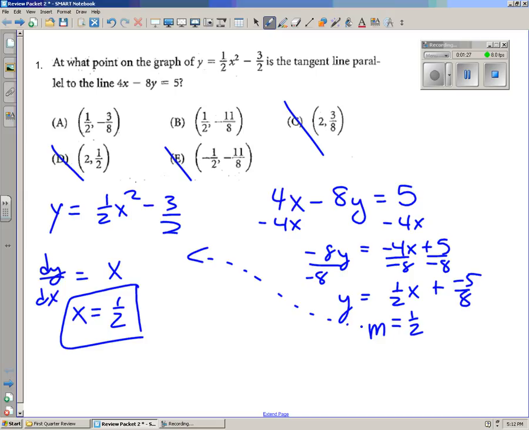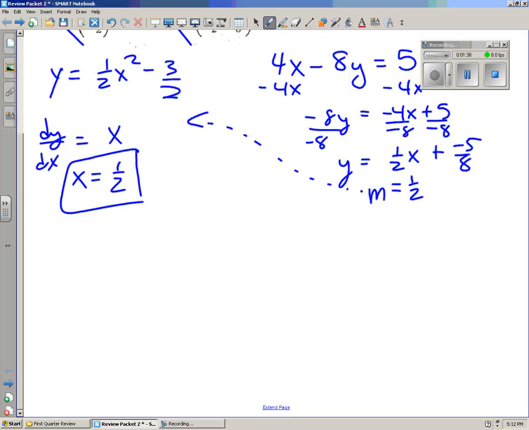Now we have to get the y value. It's the point on the graph of y equals 1/2 x squared minus 3/2. So we need to use that curve, that equation, to get the y coordinate. So y is 1/2 times 1/2 squared minus 3/2. Half squared is a quarter, times a half is an eighth, minus 3/2.